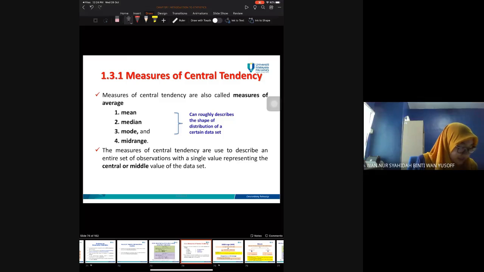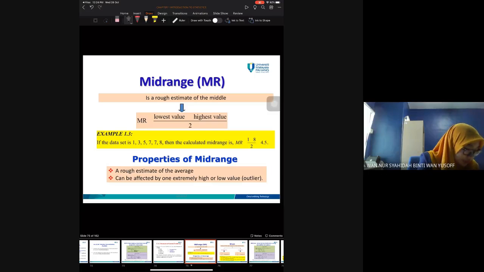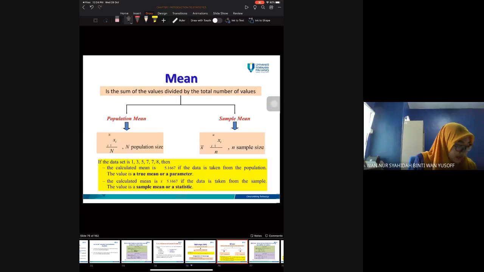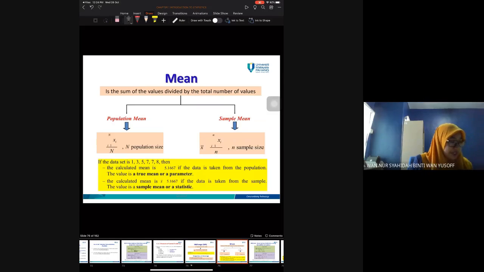Okay, so you have measures of central tendency here. You have the mid-range, and how to calculate it manually. It should be plus here. So the mid-range is a rough estimate of the middle, and then we have the mean.